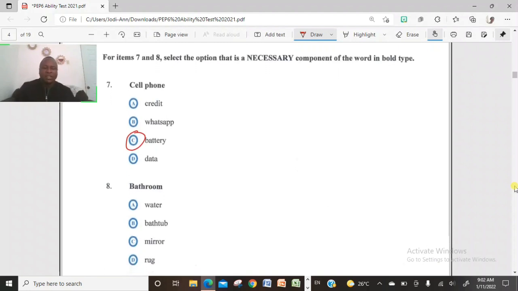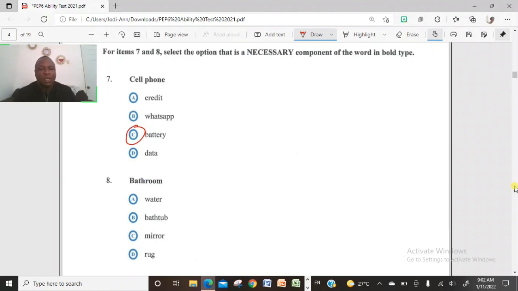Question 8. Necessary component of the word in bold. We have bathroom. Now, the options here are water, bathtub, mirror, and rug. Now, this is not a difficult choice. You cannot have a bathroom without water in it, right? It wouldn't be a bathroom without water. So the only option there is water.